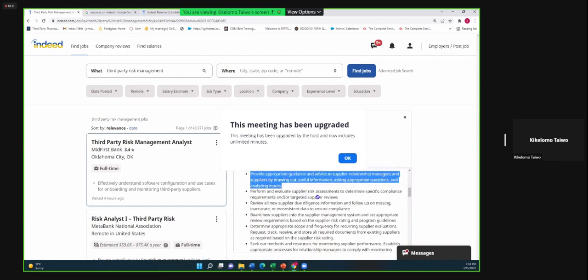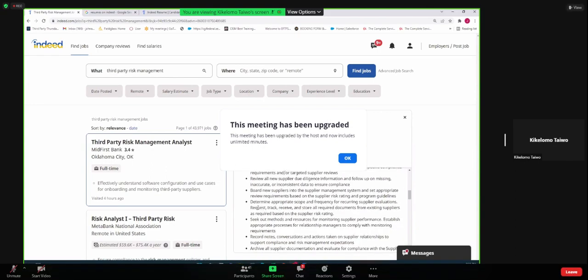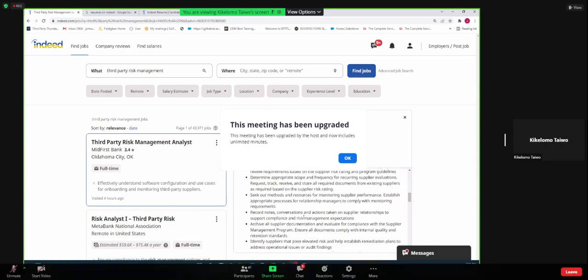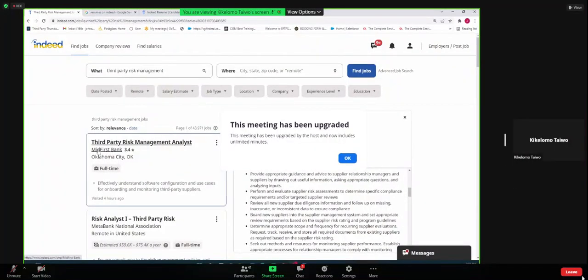Perform and evaluate supplier risk to determine specific compliance requirements. Review all new supplier due diligence information and follow up on missing, inaccurate, or inconsistent data to ensure compliance. I'll pick this one. It's so interesting. Let me read everything and tell you how to know. Of course, number one is, this is a bank, right?